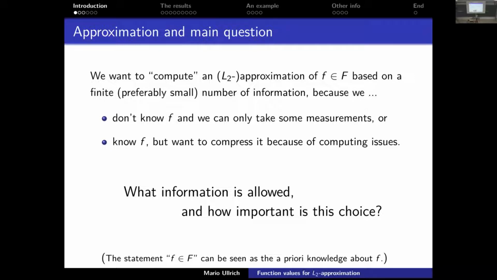But yeah, perfect. Thanks. Okay, and the question now, if we talk about compression, if we talk about recovery or whatever, is: what is information? What information is allowed, and is this choice really important? These are the general questions we might have in mind. And just to say it in advance, this element, this big F, is a class where we have some a priori knowledge, so some smoothness, some integrability, whatever.